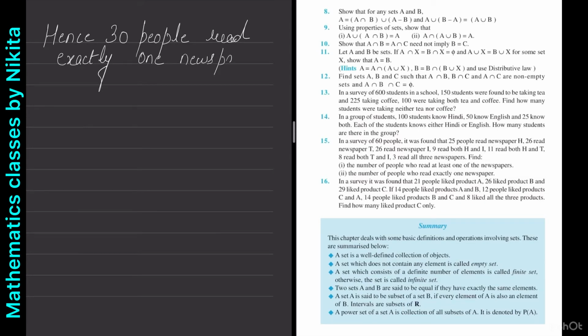मैंने आपको Venn diagram से समझाया है तो आपको जल्दी समझ आएगा.